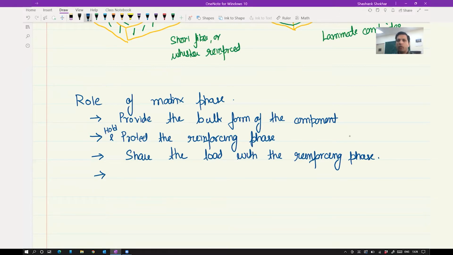And when you do any deformation, the matrix is supposed to also take a little bit of strain so that the load can be effectively transferred to the reinforcing phase. So deform partly for effective load transfer.